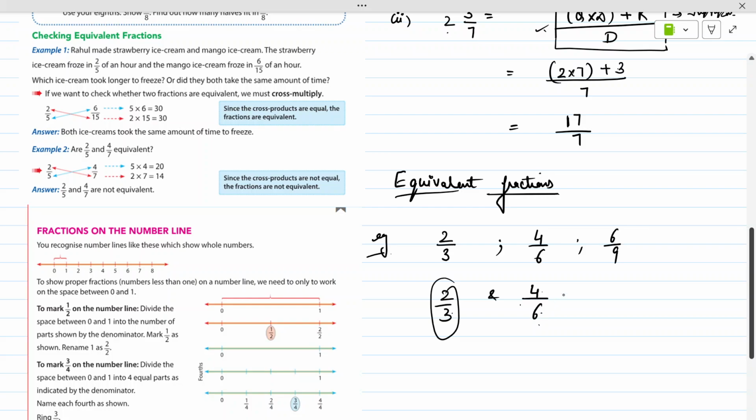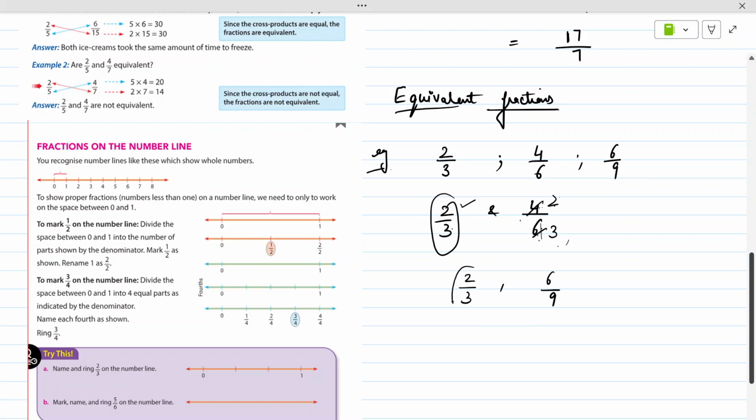2 is a factor of both 4 and 6 here. So we have to divide both the numerator and denominator by 2 here. So this is 2. 2 into 2 is 4. 2 into 3 is 6. So what we get here is 2 by 3. Okay, this was 2 by 3 and here also we are getting 2 by 3. That means their value is same. So they are called equivalent fractions. Okay, similarly, we have taken 2 by 3 and we have also taken 6 by 9. So let's try to solve these.